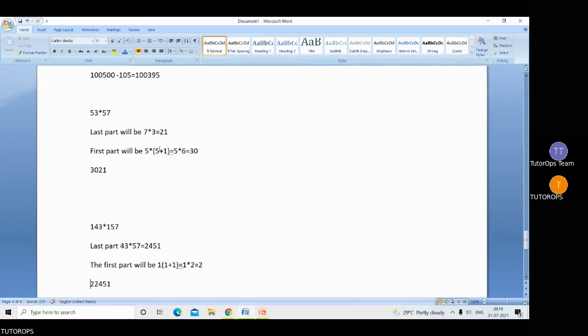add up to 100. Now the last part from our method will be 43 into 57, that is 2, 4, 5 and 1. The first part will be 1 into 2. Why 1 into 2? Because the next consecutive integer of 1 is 2. Then the multiplication will be 2, 2, 4, 5, 1.